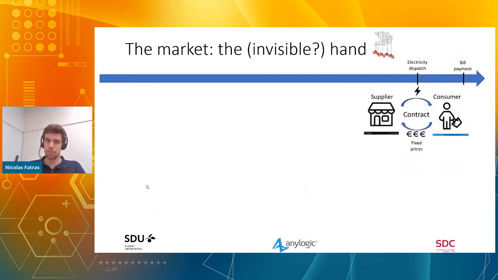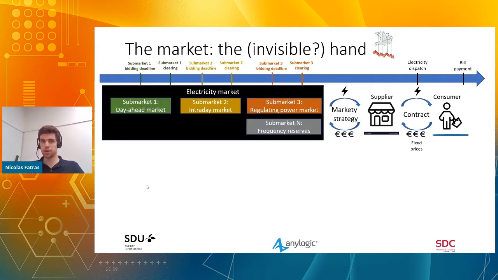And this is where the market comes into play. You and I, as consumers, same as the cooling process, pay a certain electricity bill to a supplier with more often than not fixed prices. This kind of hides the reality which the supplier has to face, because the supplier needs to get his electricity from somewhere. And that's where the electricity markets come into play.